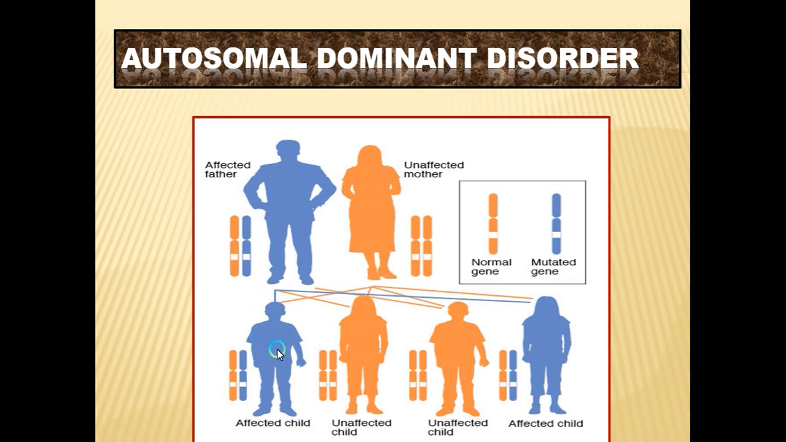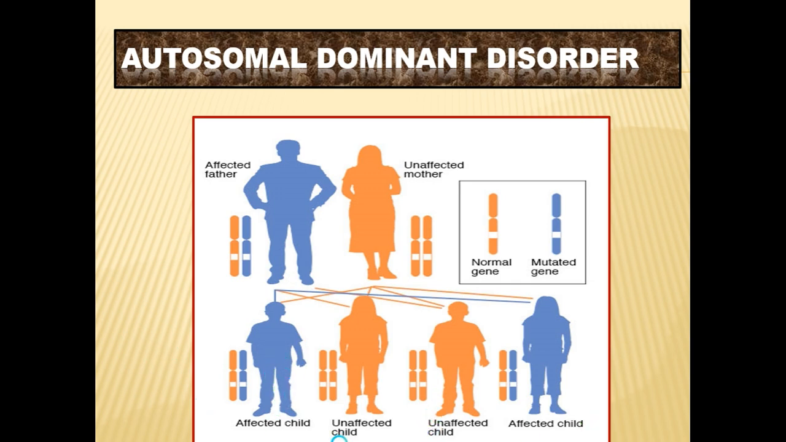So this is an affected child. The second is this one and this one, so not affected. Third is this one and this one, so not affected. The last is this one and this one, blue. So whenever you have the affected gene, it is an affected child.